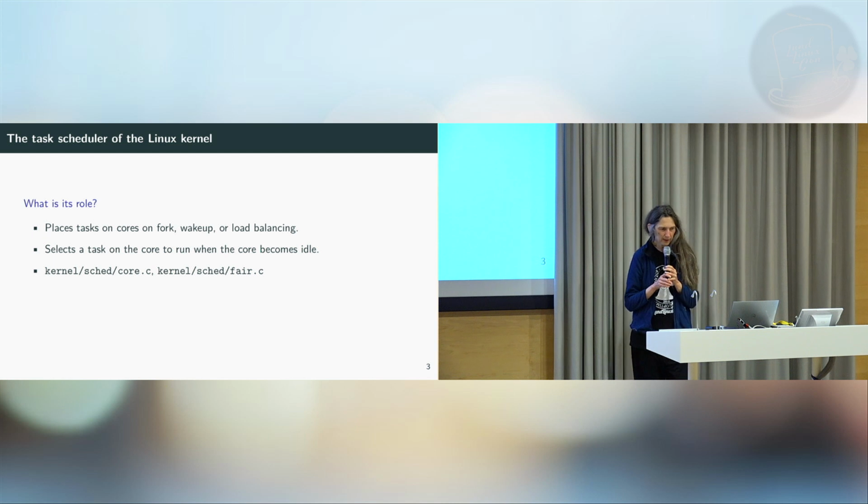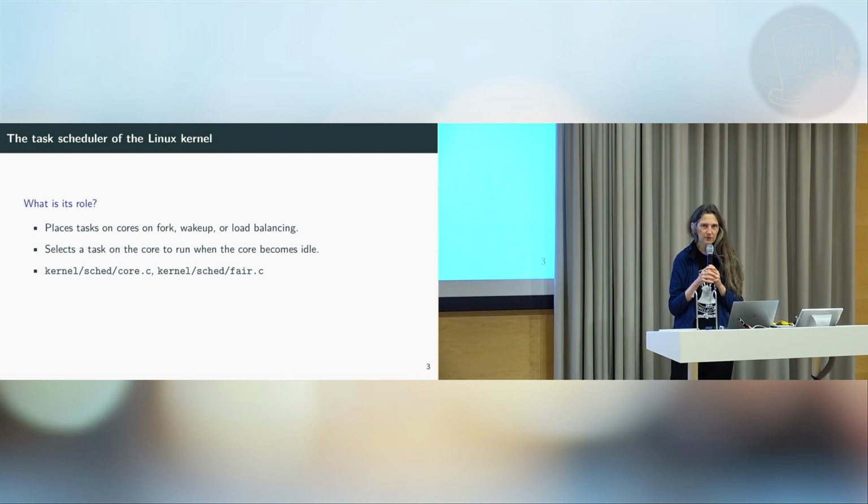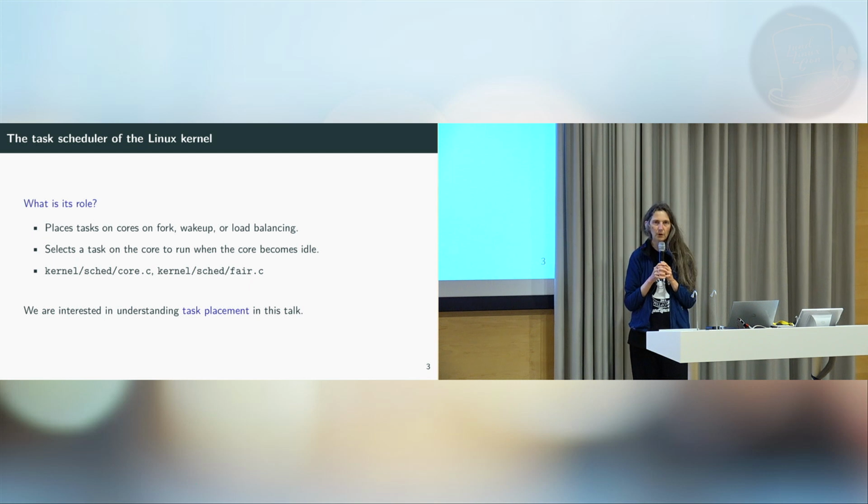So the task scheduler in the Linux kernel, what does it do? Basically, it has 2 purposes. The first one, or one of them, is to, when a task wakes up, or when it's created, or when it gets load balanced, choose what core it should be running on. And the other one is when a core becomes idle, to see which task should run next. Basically, if you're familiar with the Linux kernel code, we're interested in the files core.c and fair.c. And in this talk, we're only interested in the first part, the placement part. So who should be running where, basically?